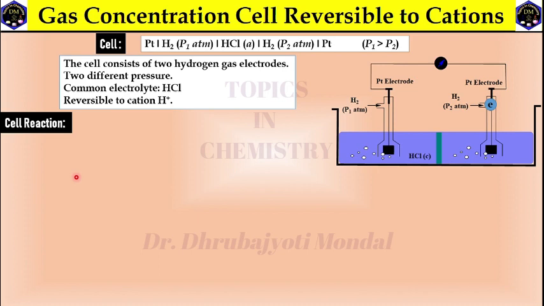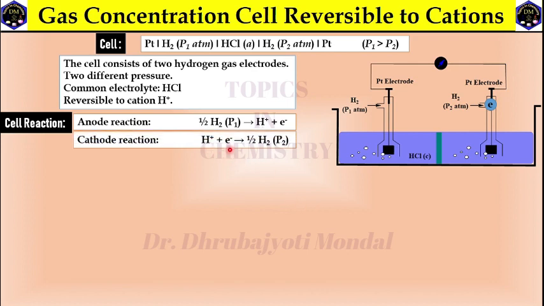Now look at the cell reaction. What is the anode reaction? You know the anode reaction means oxidation. So here you can see half H2 converts to H+ plus an electron. So H+ is produced in this half cell. How is the cathode reaction? H+ takes the electron and converts to half H2 at pressure P2. So this is the main cation. That's why it is reversible to cation.